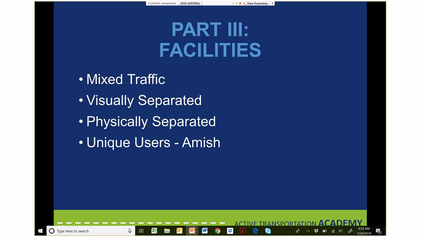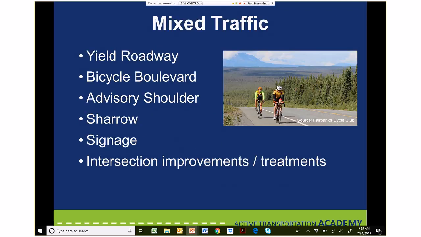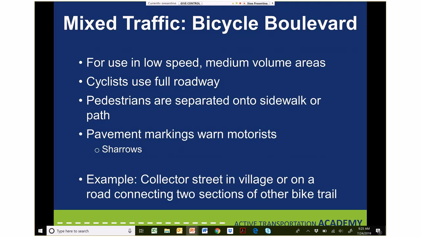So the third part of the training is talking about active transportation facilities specifically, and so this gets into that design and engineering component, and taking a look at these 4 different types of facilities or users that we're trying to accommodate. And so what we'll do is we'll actually go through each of those 4 categories in detail, and so here's an example of what it would be like. So if we're talking about mixed traffic facilities, here are the list of what they might be, and then we will go into describing them in detail.